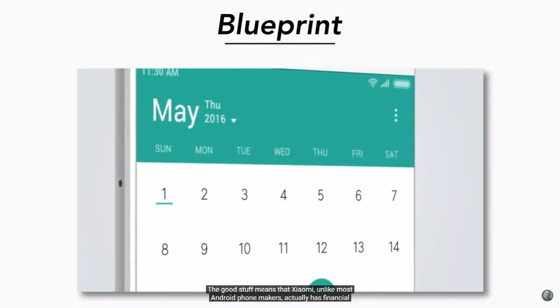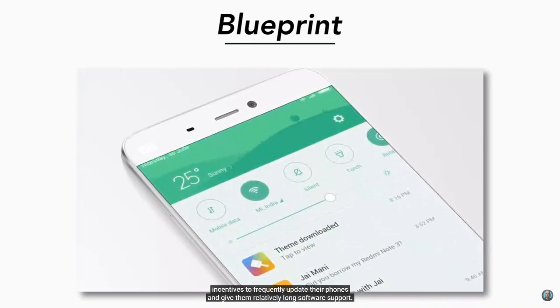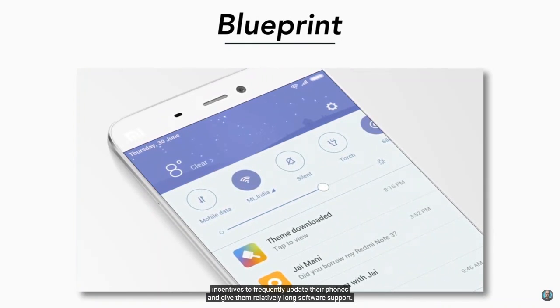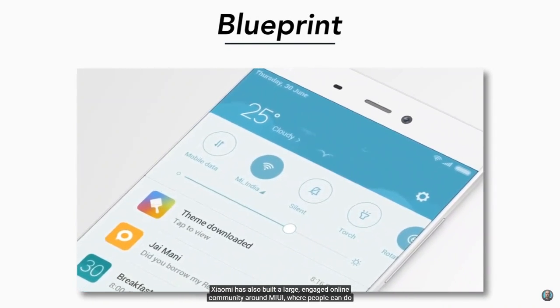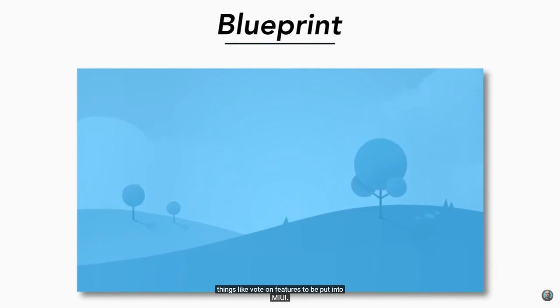The good stuff is that Xiaomi, unlike most Android phone makers, actually has financial incentives to frequently update their phones and give them relatively long software support. Xiaomi has also built a large and engaged online community around the MIUI where people can do things like vote for features to be put into MIUI.